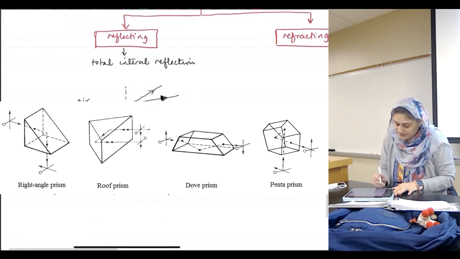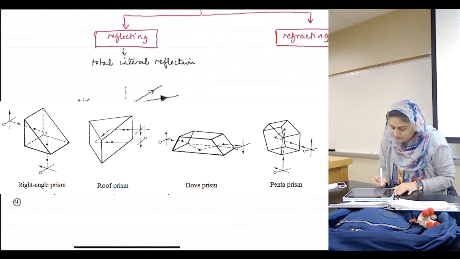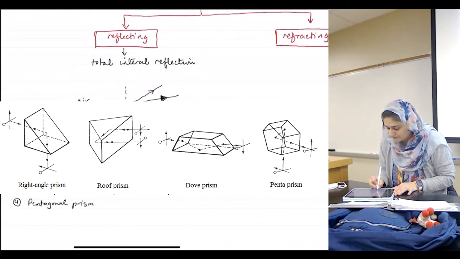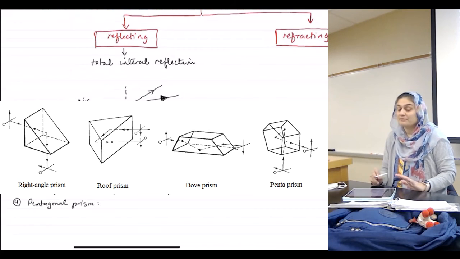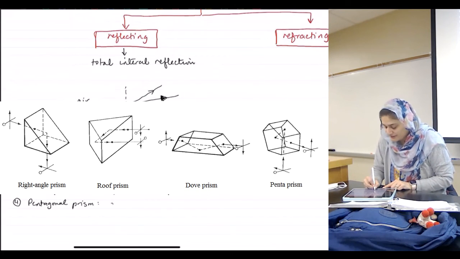And the last one is called the pentagonal prism. This one has a different shape completely. So that is a different shape.